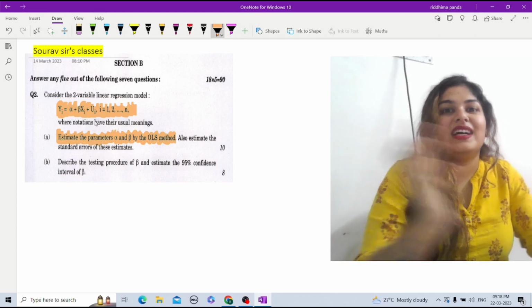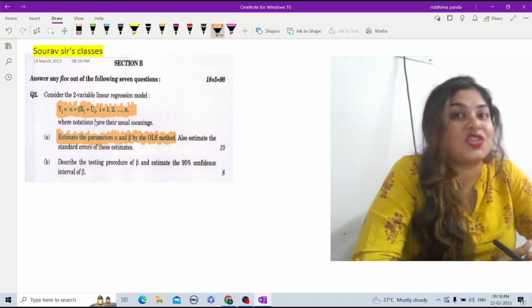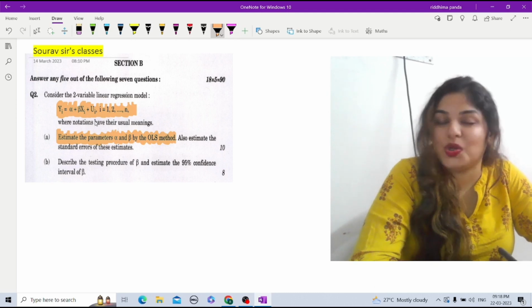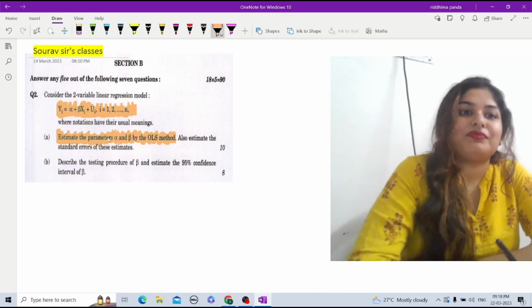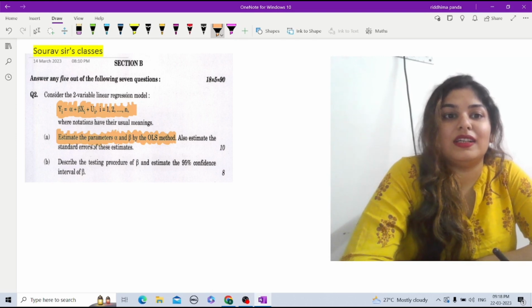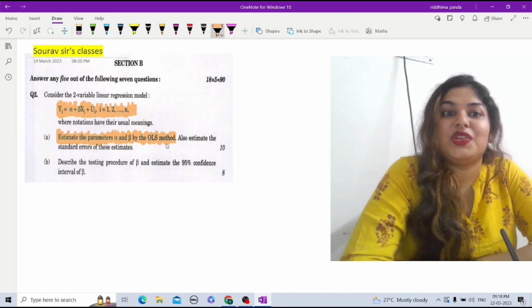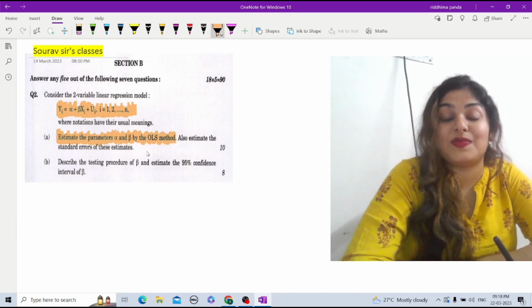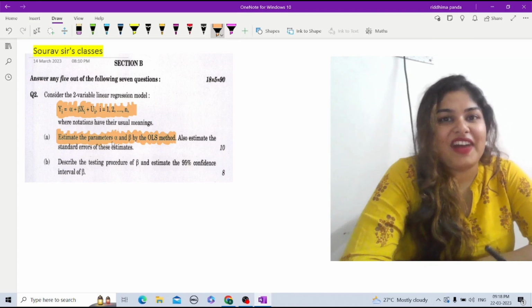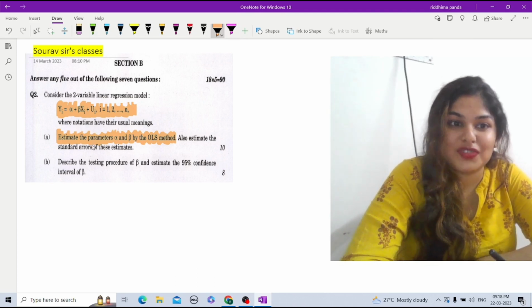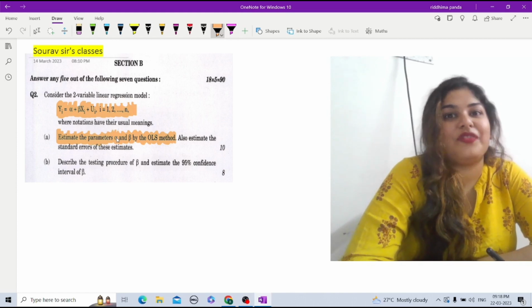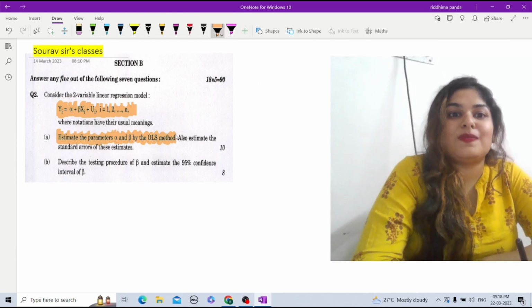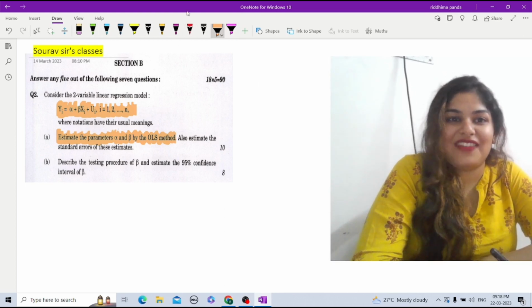Means all the other variables which can have influence on the dependent variable but are not considered in the model are under the unknown disturbances, that is ui. Now in the question you have to calculate parameters alpha and beta by the OLS method, and along with it you have to estimate the standard error of these estimates. So basically you have to calculate alpha hat and beta hat, as well as find out the standard error of alpha hat and standard error of beta hat. So let's begin with our OLS problem of estimating alpha and beta.